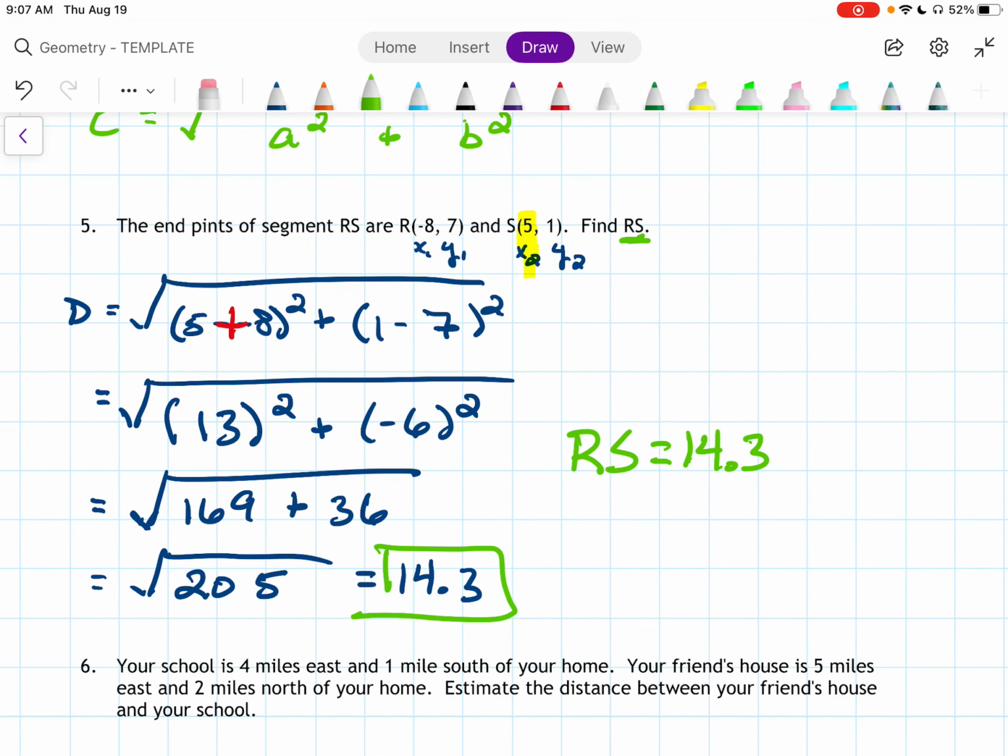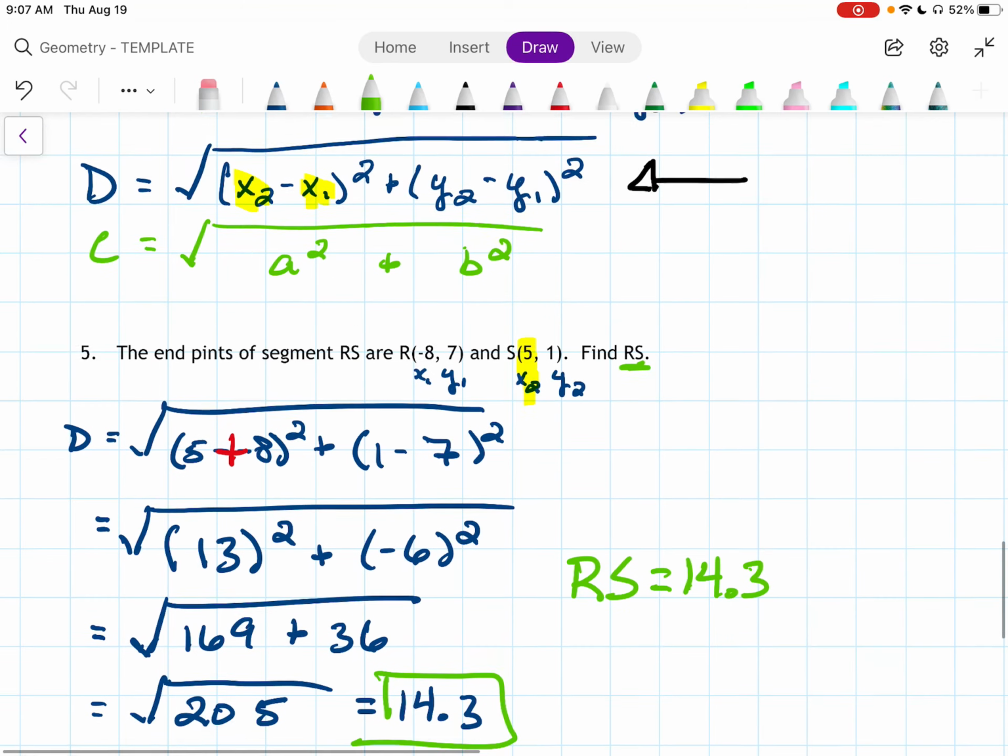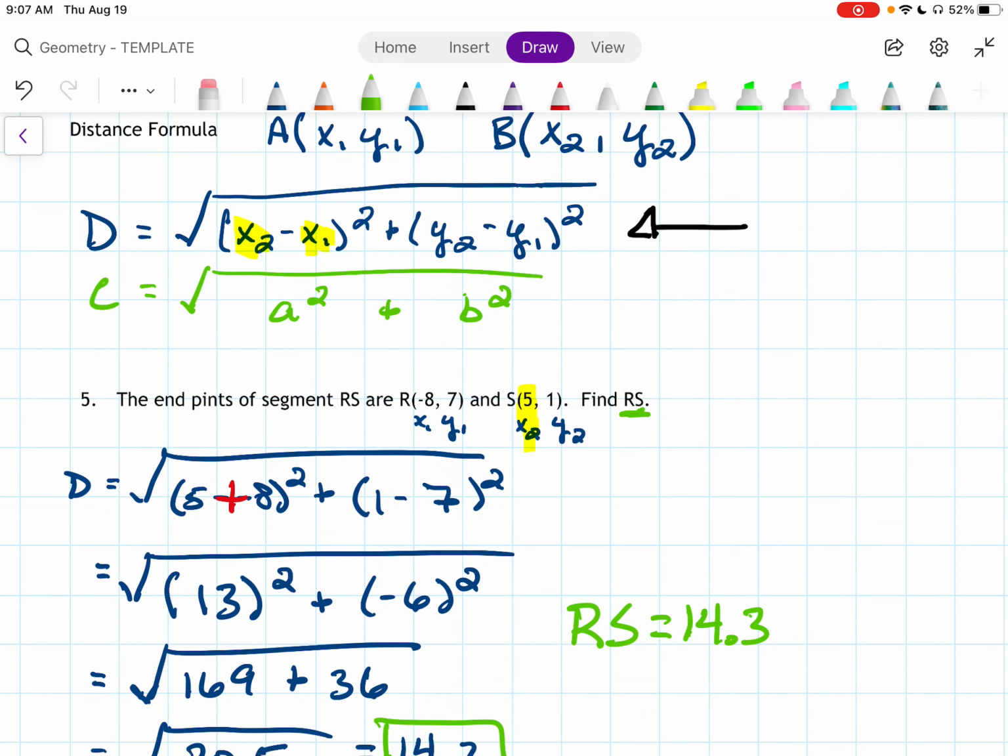I know that's kind of a long problem. I know that that's kind of confusing with the distance formula, but hopefully we're able to work our way through it. Always make sure that you have this distance formula, the actual formula, written somewhere. You're going to need to reference that for a lot of homework problems.